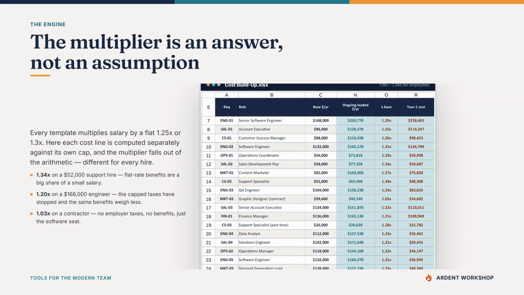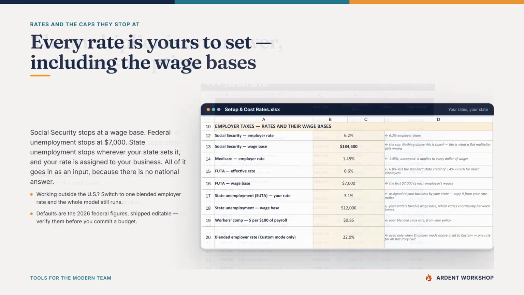Here's the problem with almost every hiring template you can download. It multiplies salary by about 1.3 and calls it fully loaded. One number cannot be right for everybody. Employer taxes stop at a wage base, so they cost proportionally less on a senior salary, while health cover and payroll administration cost the same dollars whatever the person earns. So this workbook computes the multiplier instead of assuming it.